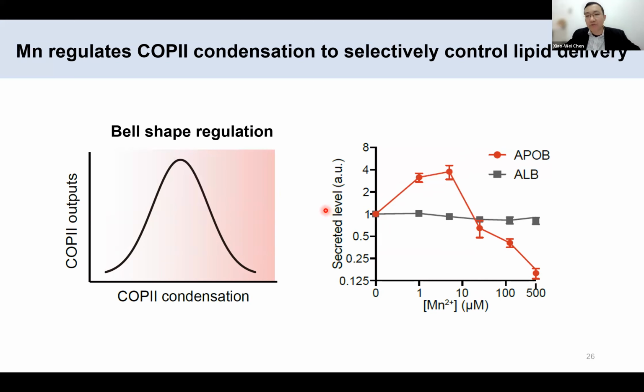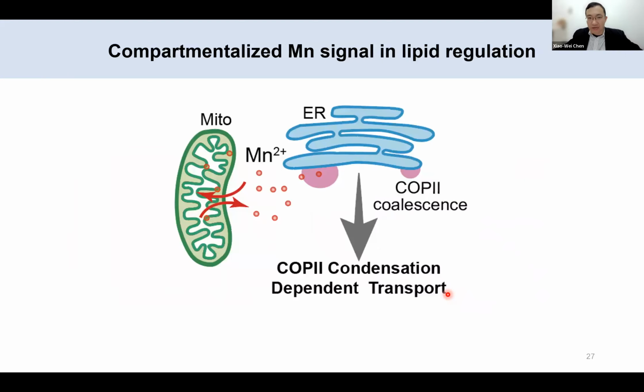vitro reconstitution and chimeric mutants. But the beauty of this is that we can turn this whole process with just one single variable, and that is the concentration or the strength of the manganese signal. And we further show that the hepatic mitochondria can work as the manganese store to supply this messenger to direct the signal to the COPII machinery on the ER surface, and this will lead to a selective and highly efficient secretion transport of the lipoproteins.